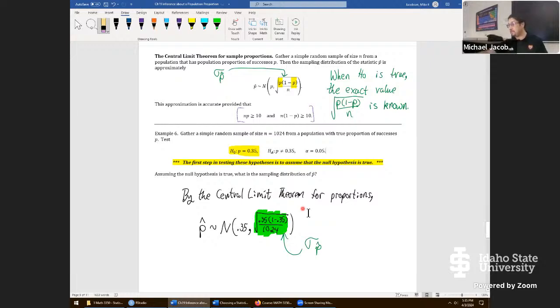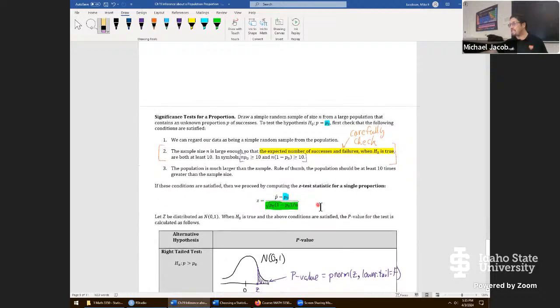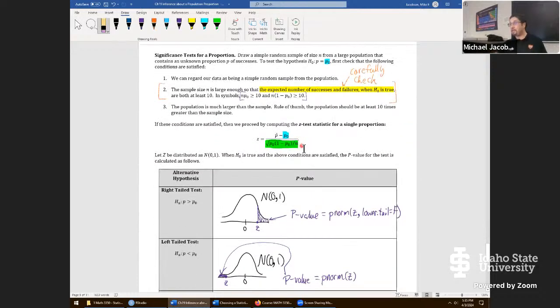So from there, we're able to build an unusual looking test statistic. That denominator is not the standard error whatsoever. That's the true standard deviation when the null hypothesis is true. But the rest of the test statistic probably looks very familiar.